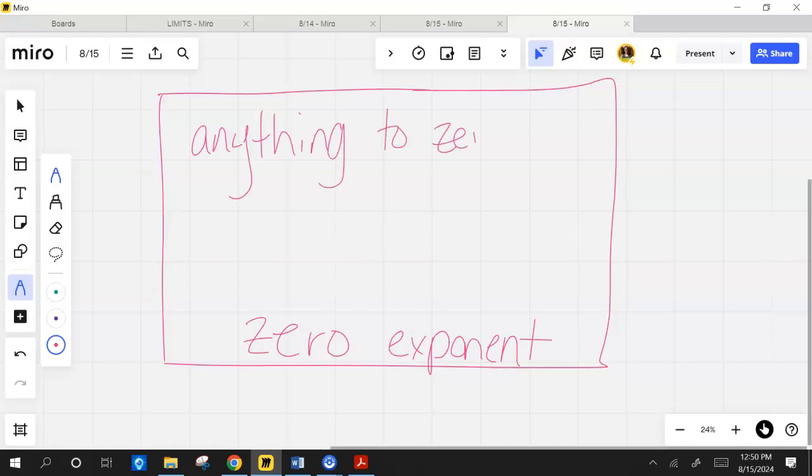Anything to 0 is 1. If it's got a 0 exponent on it, it's 1. Again, we're going to do 2 examples, okay? A to the 0. Guess what that equals? 1.